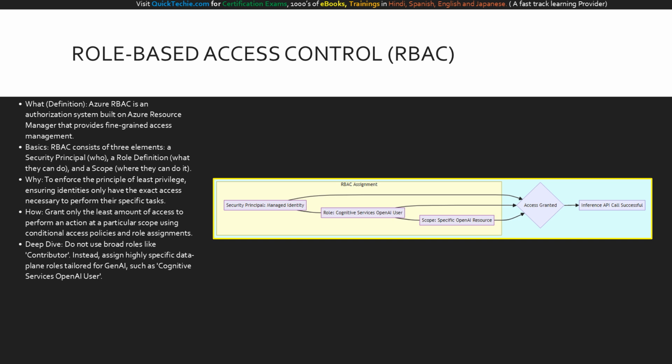Inside the RBAC assignment boundary, we see our three necessary pillars. First, the security principal, represented by our managed identity. Second, the role, specifically the Cognitive Services OpenAI User role, which allows inference but denies administrative changes. Third, the scope, which limits this power exclusively to one specific OpenAI resource, not the whole subscription. When these three elements align, they form a strict policy. The system evaluates this policy, leading to access granted and ultimately allowing our secure inference API call to succeed. If any of these three pillars are mismatched, access is hard-blocked.